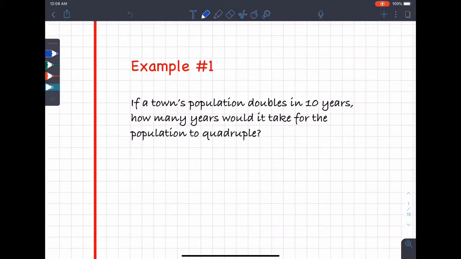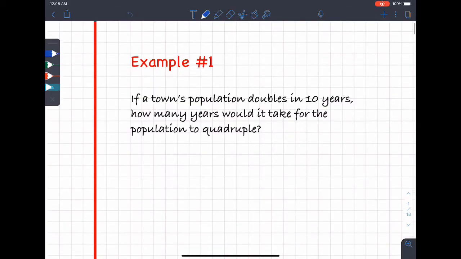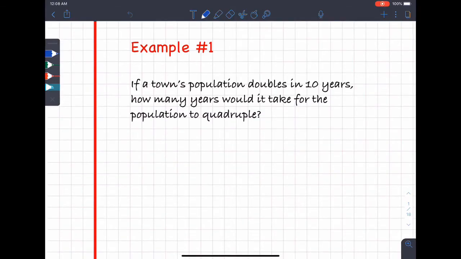It states that if a town's population doubles in 10 years, how many years would it take for the population to quadruple? Given that the town's population doubles in 10 years, how many years would it take for the population to quadruple? In this particular example, we have to identify first what are the givens.